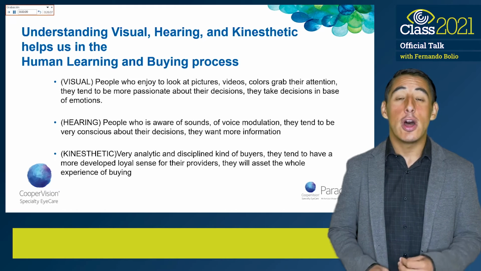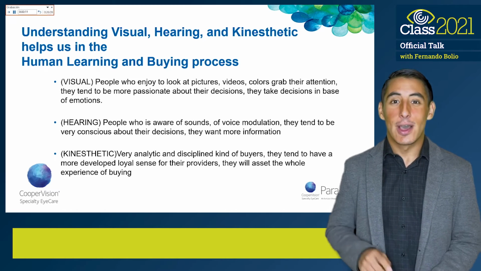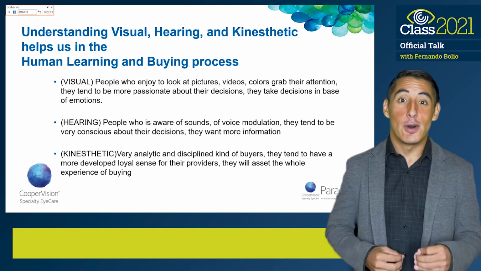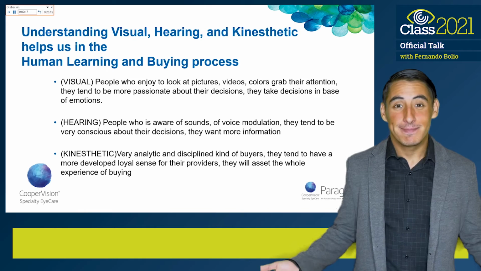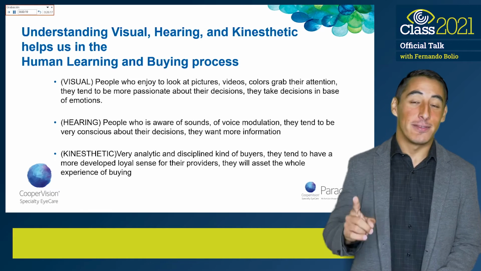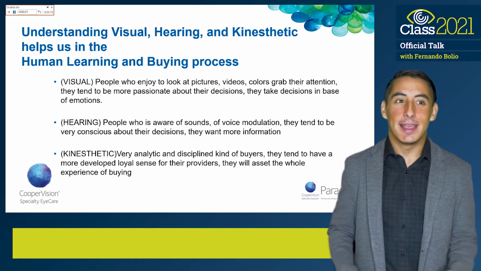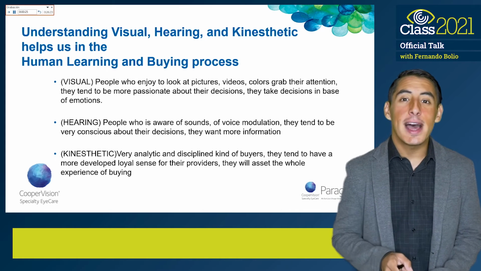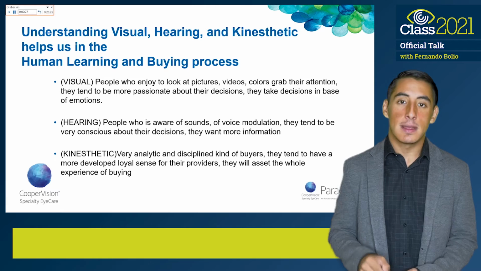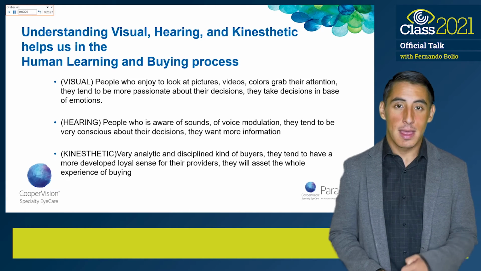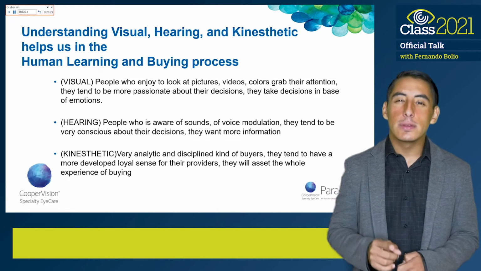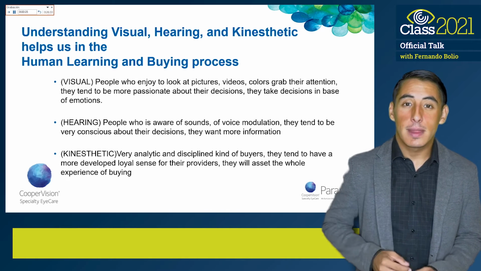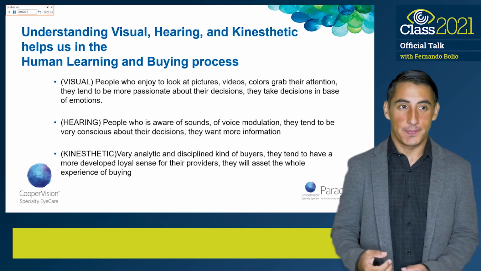Visuals, they usually love great quality pictures. Colors grab their attention. They are very passionate, emotional about their decisions. That could be one kind of buyer. Second one is hearing. They usually will ask you questions and they want answers that make sense to their questions. Listen carefully. Kinesthetic, they are normally more loyal to your customers, embodied in the process.